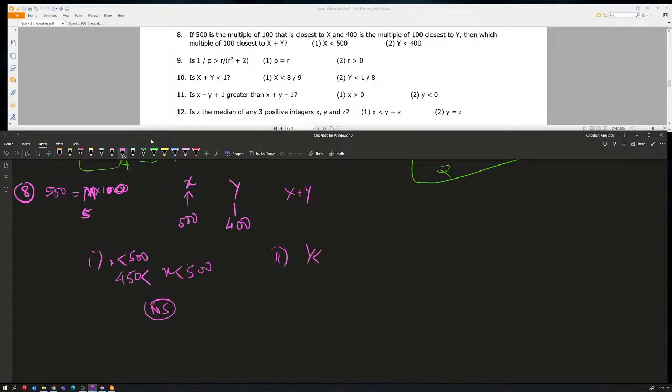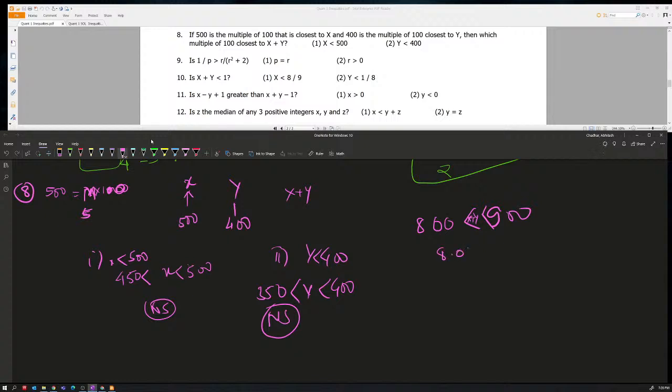Second one has information of y, which says y is less than 400, which has to be greater than 350 when it's closest. And now this is also not sufficient, so let's combine. We have to make x plus y. It's between 800 and 900. Damn, this is also not sufficient.